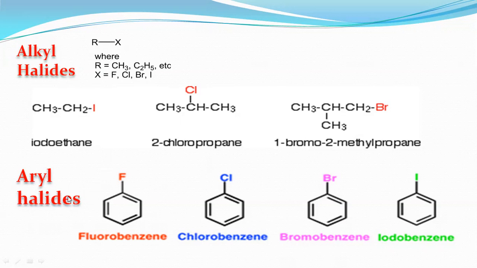For the aryl halides, the general formula is ArX. What is Ar? These are aromatic structures, a benzene ring. When these are attached to halides, they are called aryl halides. Fluorobenzene, chlorobenzene, bromobenzene and iodobenzene are examples of aryl halides.